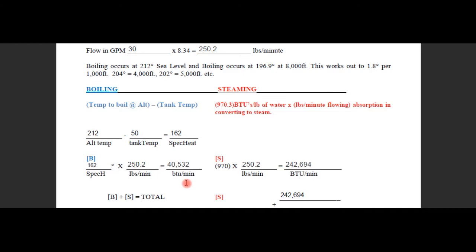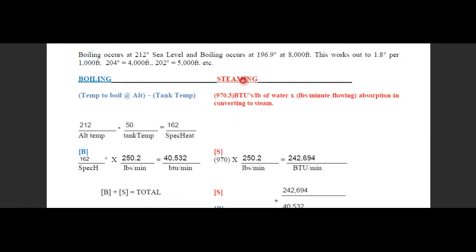Then if we go from boiling and turn it into steam, we take the 970, multiply it again by our pounds per minute, and we get 242,694 BTUs per minute. The grand total is then 242,694 plus the original 40,532, and we get 283,226. In 1 hour's time, we would have had 16,993,560 BTUs of heat absorption capacity. So that's what you're dealing with.